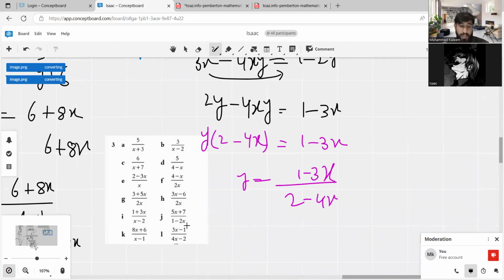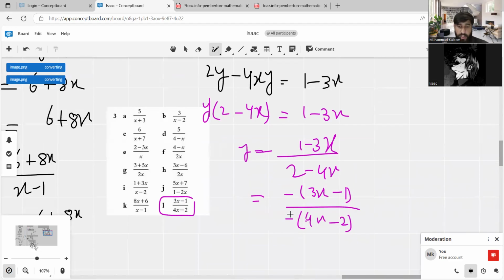Look, this is a different answer in the answer sheet. What they did here, they just took negative common from the numerator. So what will it be? 3x will be positive and 1 will be negative. And the same thing they did in the denominator. So 4x at the start and 2 will be negative. The negatives will be cancelled out. 3x minus 1 over 4x minus 2. This is our answer. Does this make sense, Isaac?